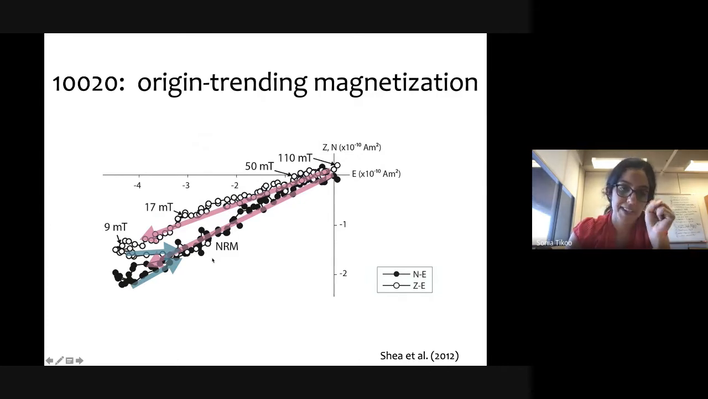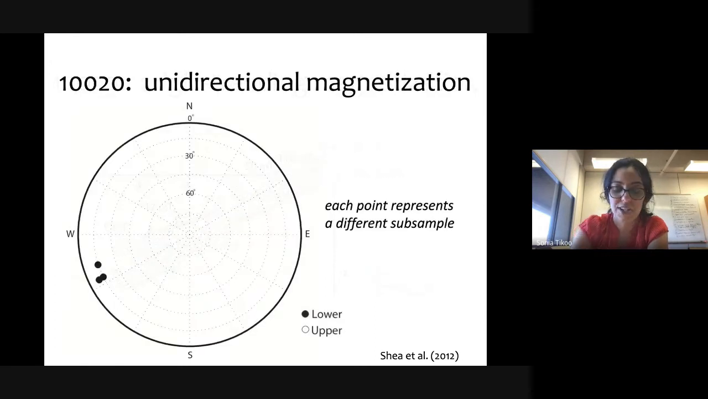If you just choose one color to look at and not the other, let's say the white dots, we see that we removed some overprint magnetization shown in blue, and we obtained an origin-trending primary magnetization in red. So we met that criterion for this rock. We found an original magnetization.